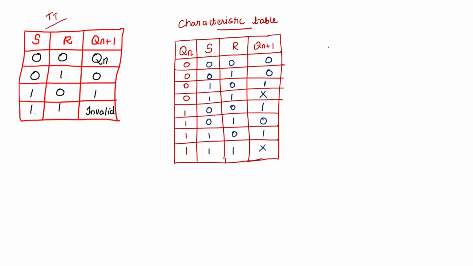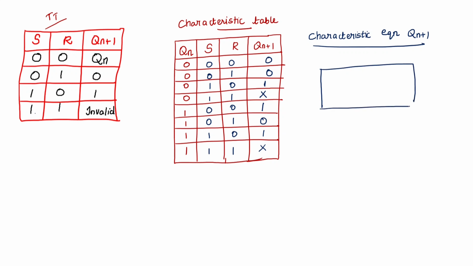From the characteristics table, I am going to find out the equation for Qn plus 1, the characteristic equation. For this, I am going to draw the Karnaugh map. That is a 3-variable K-map. The 3-variable K-map consists of 2 power 3, 8 cells. First write MSB here and then write LSB. Here put 0 1 0 0 0 1 1 1 1 0. Inside, 0 1 3 2 4 5 7 6.